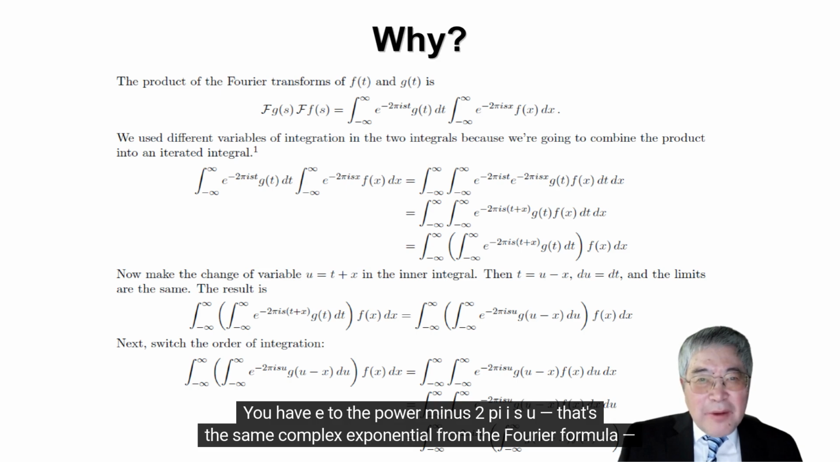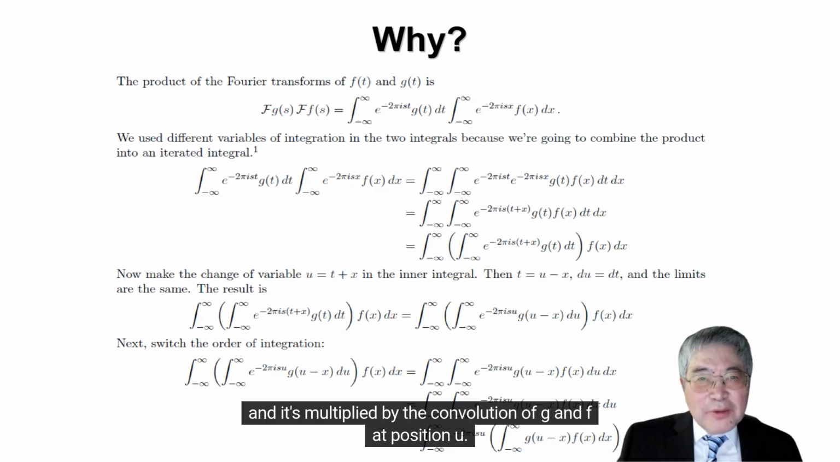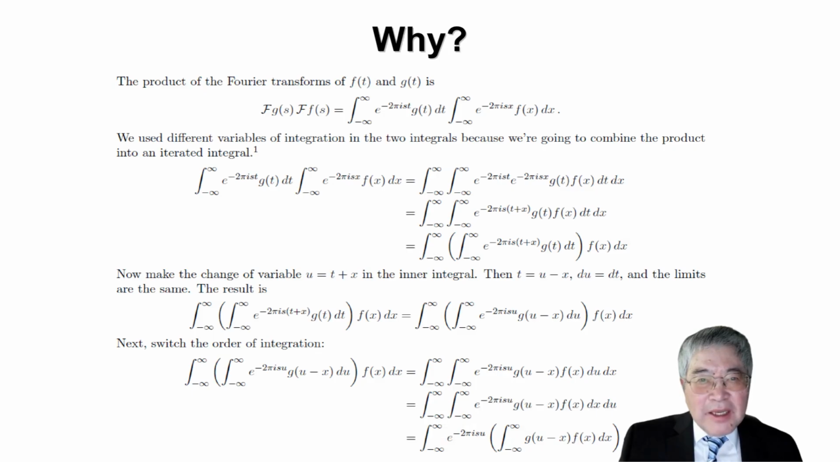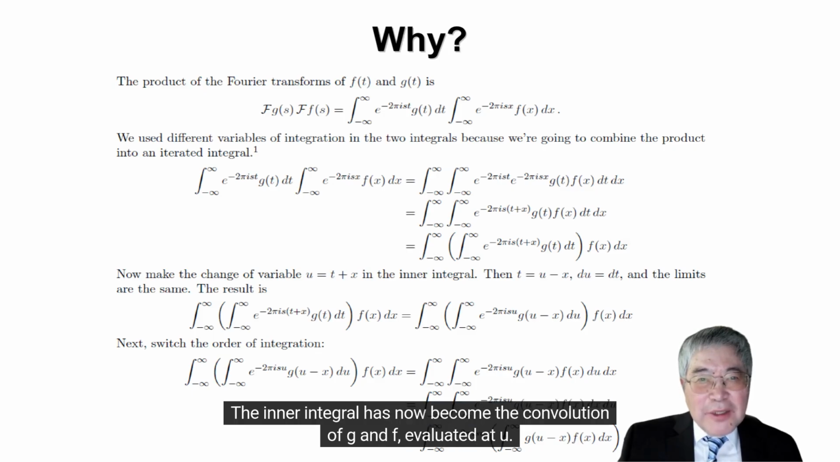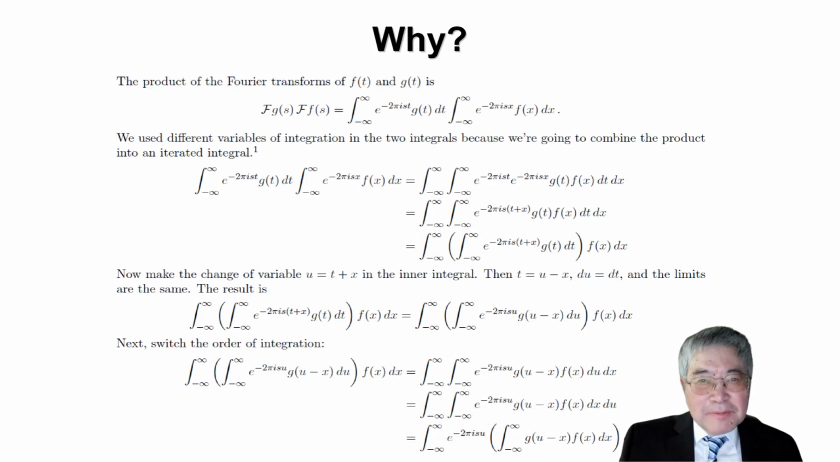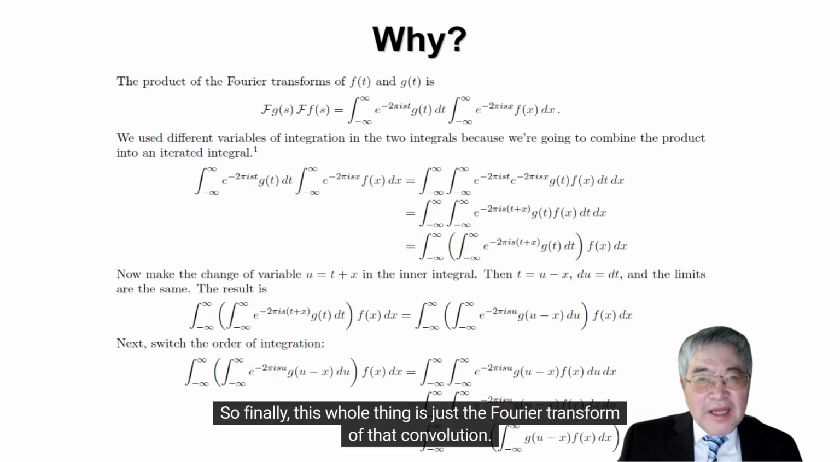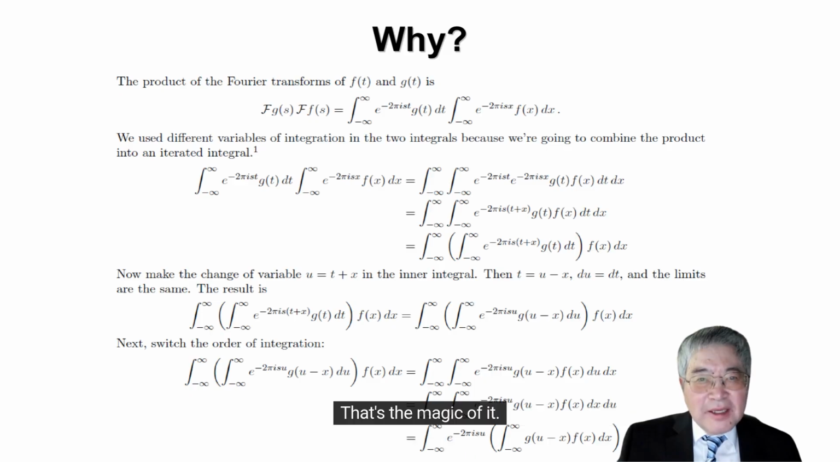You have e to the power minus 2 pi i s u. That's the same complex exponential from the Fourier formula, and it's multiplied by the convolution of g and f at position u. That's the key. The inner integral has now become the convolution of g and f evaluated at u. So finally, this whole thing is just the Fourier transform of that convolution. That's the magic of it.